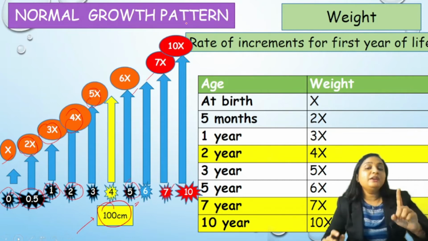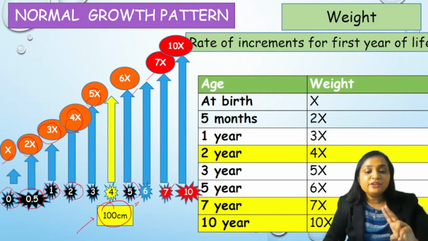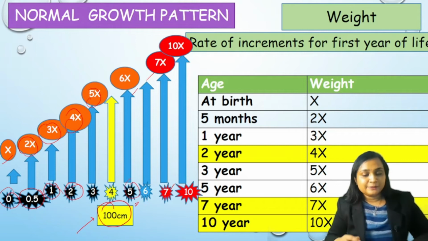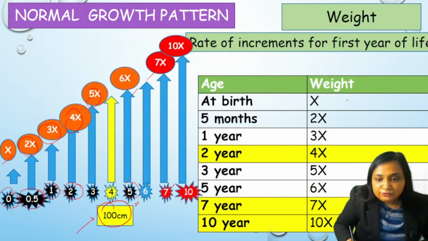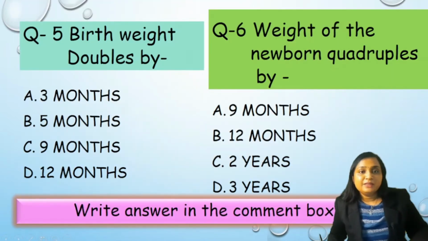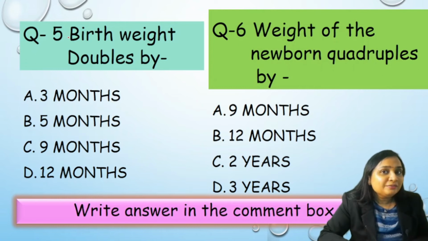So how are we going to remember it? At the time of birth, it is 1x. 5 months, it is 2x. 1 year, it is 3x. 2 years, it is 4x. 3 years, it is 5x. 5 years, it is 6x. After that, 7 and 10. 7 years, 7x. 10 years, 10x. So anyone who is born with a weight of 3 kg, we are expecting at 10 years, 10 into 3, 30 kg. Correct? Isn't it easy? Yeah, it is really easy. It's a matter of just a mind game.